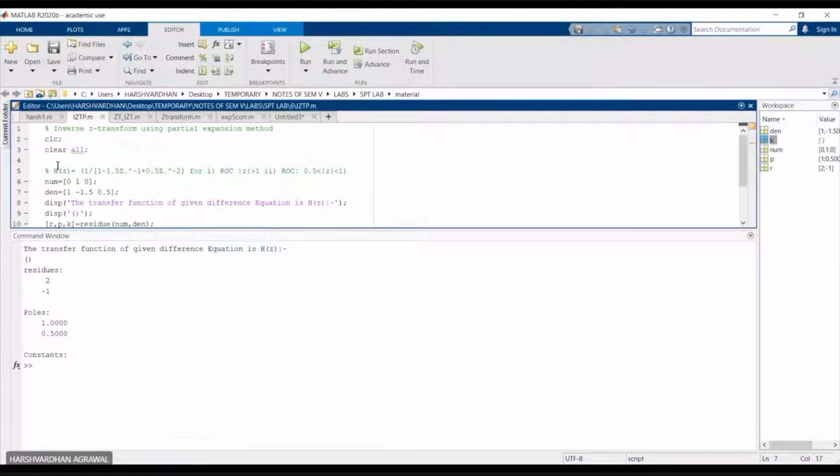The equation was: the numerator was 1, sir, and the denominator we had 1 minus 1.5 z to the power minus 1 plus 0.5 z to the power minus 2. So for that I got the inverse transform. As residues I got 2 and minus 1, and the poles I got 1 and 0.5, sir.